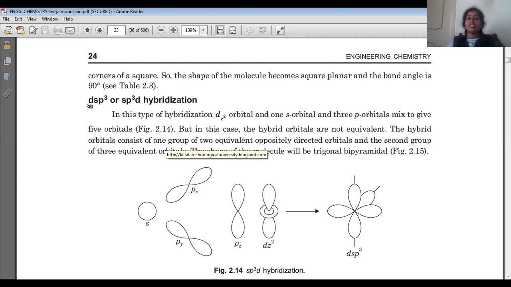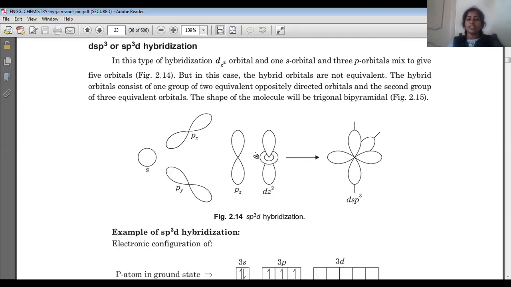For example, if 3d orbital and 4s, 4p orbitals are involved in hybridization, that is called inner sphere. If 4s, 4p and 4d orbitals are involved in hybridization, that is called outer sphere. So weak field ligands are used to give sp3d hybridization. Strong field ligands are used to give dsp3 hybridization. Now let us see a simple example: one s orbital, three p orbitals, one d orbital, represented by a double dumbbell structure.